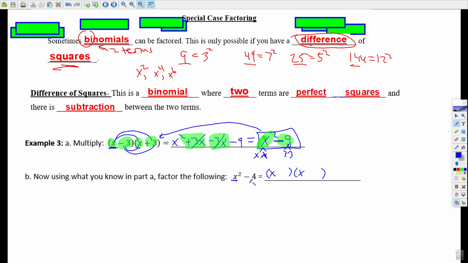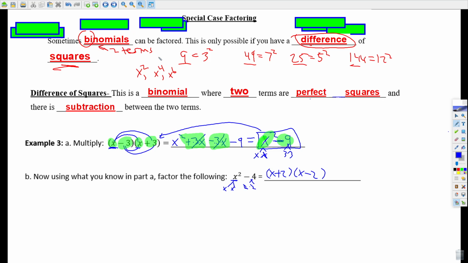Here we have a perfect square. What is 4? That's 2 and 2. So we're going to have a positive 2 and a negative 2. And that's it. That's considered factored. If you were to multiply these back together, you would end up canceling out a positive 2x and a negative 2x, and you would get x squared minus 4. Because remember, x squared is also x times x, so you can also put that in here.